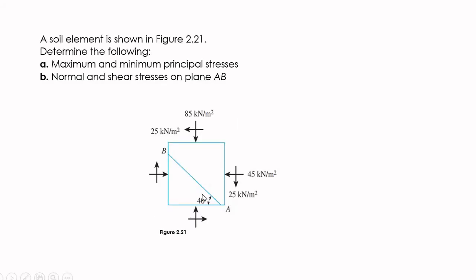So a soil element is shown in the figure. We are to determine the maximum and the minimum principal stresses, and at the same time, the normal and the shear stresses that are acting on plane AB. So first is using the equation that was presented in Unit 1 of Module 2. So we have here the two-dimensional soil element.